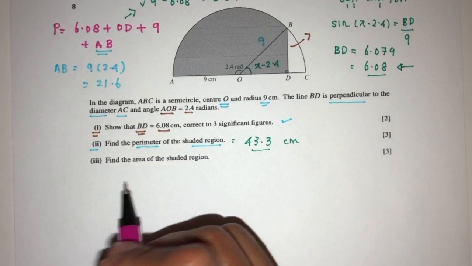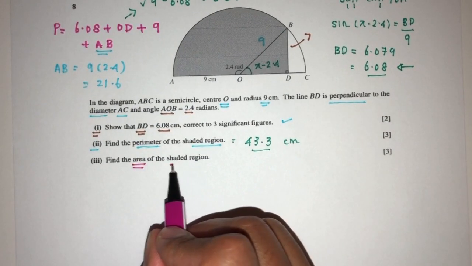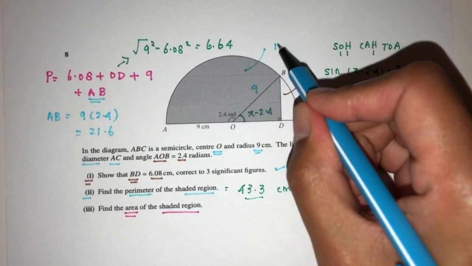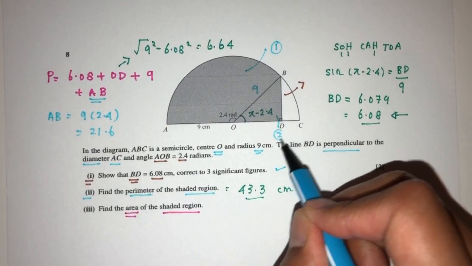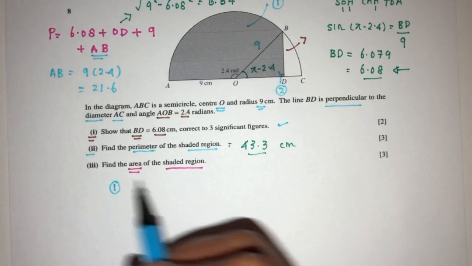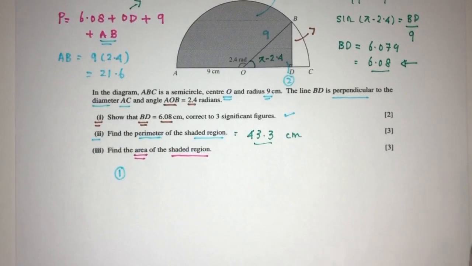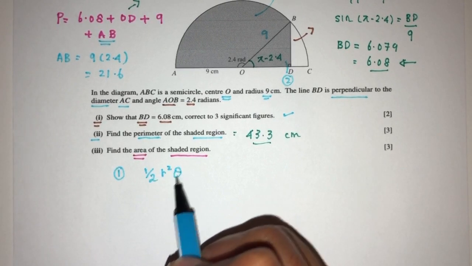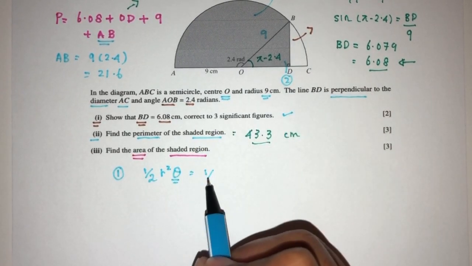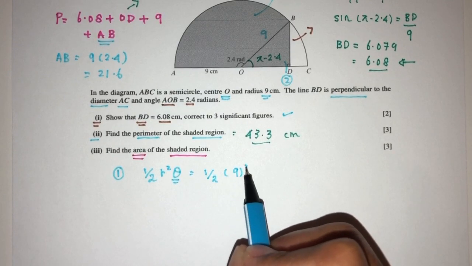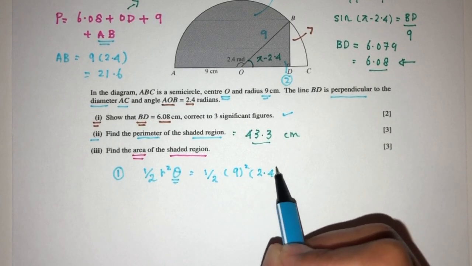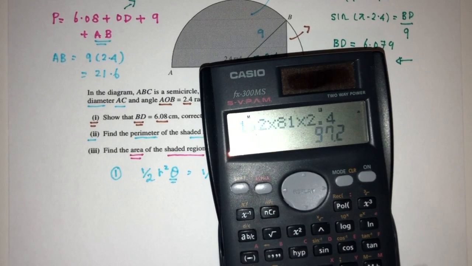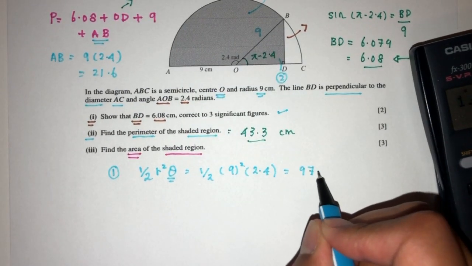Now for part 3, we have to find the area of the shaded region. So as you can see, it will be two parts. One will be this one, and it will be this one, the triangle. So for part 1, pretty easy. It is the area of sector. We have to know the formula for this. It is half r squared theta, theta is the angle right here. Half is half, r squared is 9 squared, angle is 2.4. That's the first part. So half times 81 times 2.4, that should be 97.2.